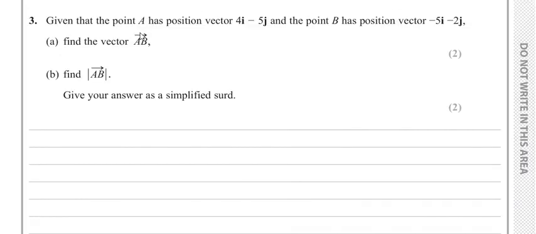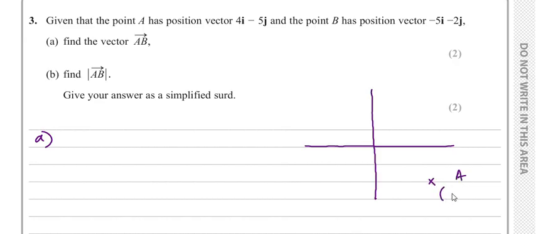Question 3. Given that a point A has position vector 4i minus 5j and the point B has position vector minus 5i minus 2j, find the vector AB. So in such questions, it's better to draw a small sketch, even though it's not a very accurate sketch, so that we know what's going on. Point A is 4i, so 4 across, and minus 5 means down 5. So let's say this here.